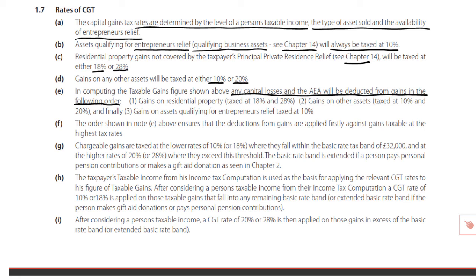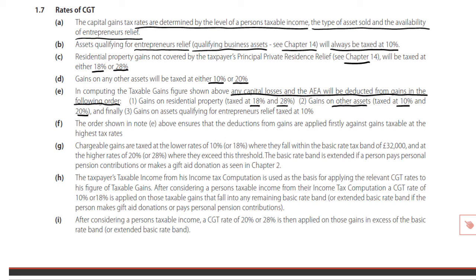Now, we made reference to this right at the end of the previous session. And what we said was that here we are able, and will use the rule to our own best advantage, to make those deductions, be it losses, be it AEA, against those gains that would be taxed at the highest tax rates. Now, they are gains on residential properties, which are taxed at the lower rate of 18% and at a higher rate of 28%, as compared to any other assets other than those that qualify for entrepreneurs relief, where the equivalent lower and higher rates are 10% and 20% there.